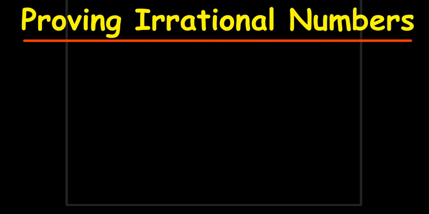In this video, we are going to discuss how to prove that a given number is irrational. Before we can do that, we would want to know the definition of what an irrational number is. So we are going to, first of all, define what a rational number is, and then from there we can get the definition of what an irrational number is.